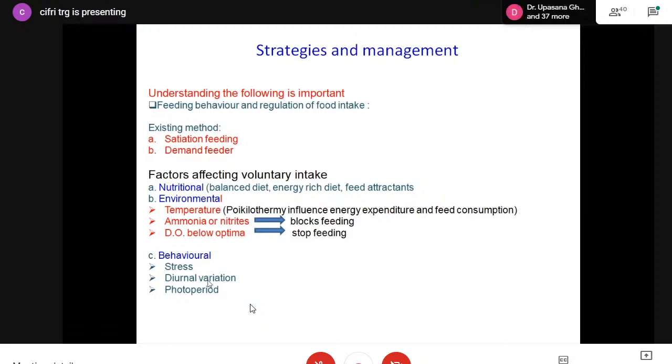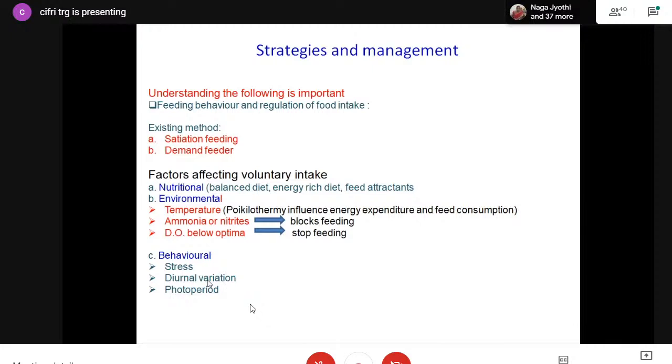And there are certain environmental factors. Number one is temperature, because fish is a poikilotherm animal, and its consumption depends upon the ambient water temperature. As you have observed, during winter seasons there is reduced feed consumption. And other than that, we have other environmental parameters we learned about in the earlier lecture, such as ammonia or nitrites.